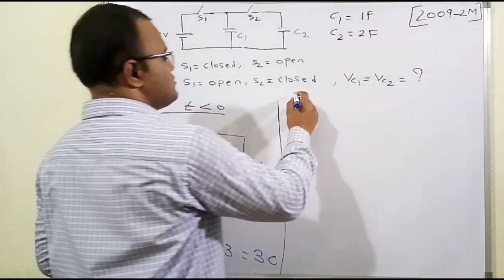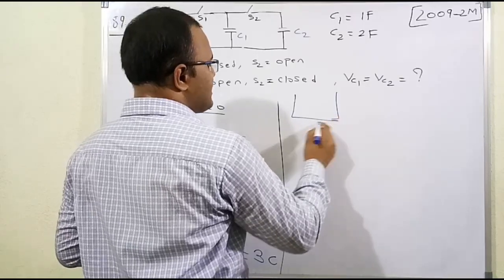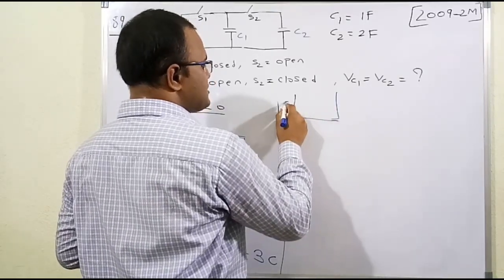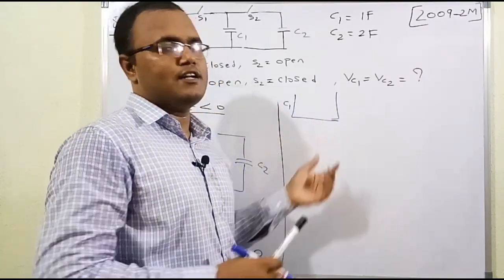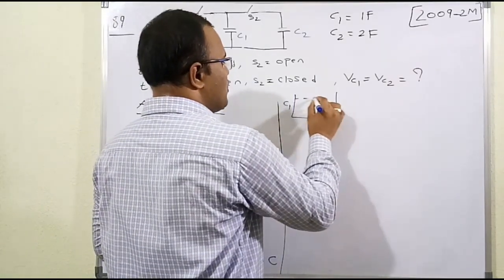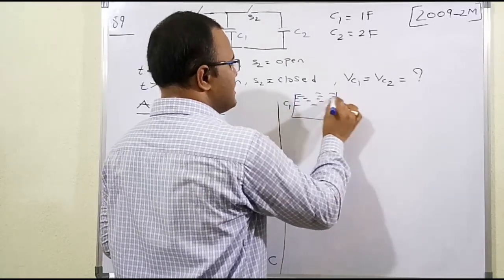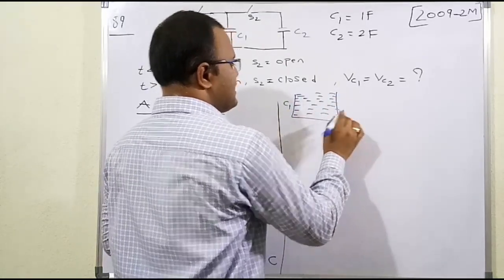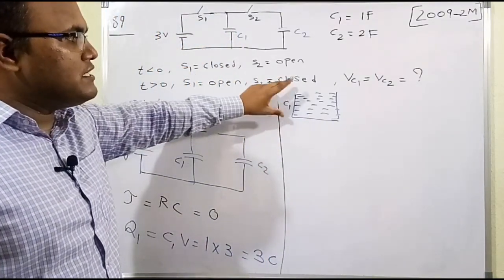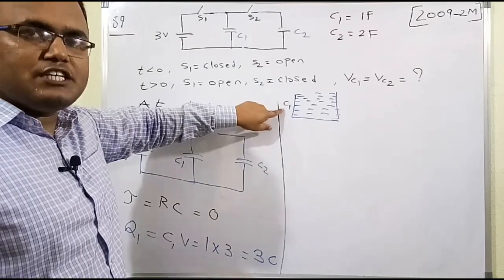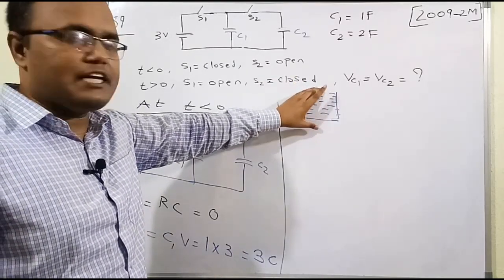Let me assume there is a small tank. Let me assume this is a capacitor. This tank has a capacitance of C1, meaning this much capacity this tank can hold the water. Let me assume this much amount of water can fully fill this tank. So this is tank 1. In this tank I can fill up to this much volume of water, meaning this tank has a capacity of C1, so that this much volume of water can be stored in this tank.